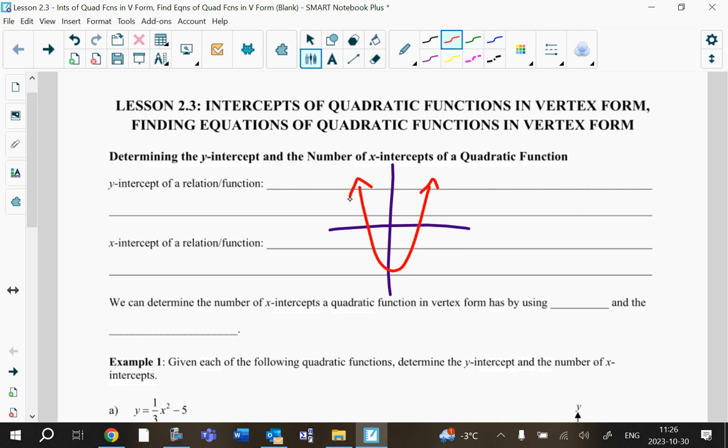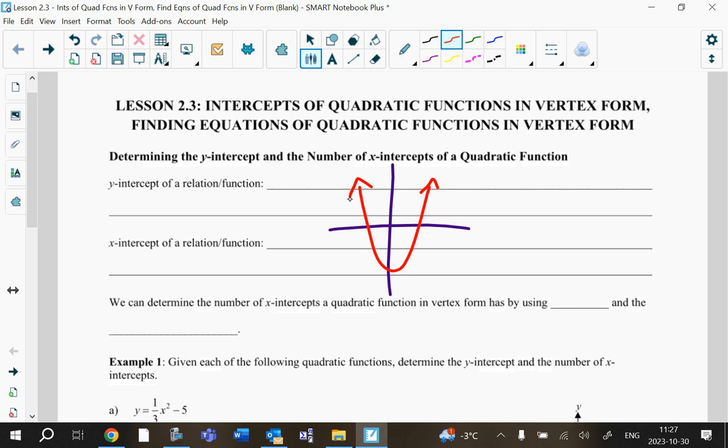How do you do it algebraically? You make x 0 and figure out what y is. Okay, that's how we do it. So you can find the y-intercept by just looking at a graph, or if you're given just the equation and not the graph, then you make x equal 0 and solve for y.